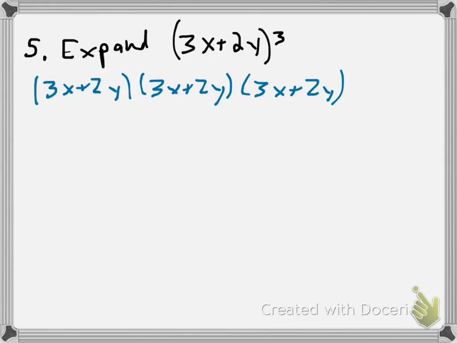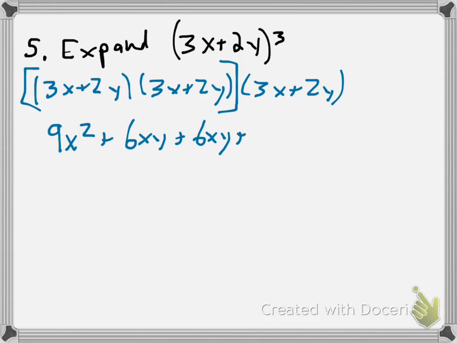So I'm going to FOIL these two at a time. Sorry, I'm just going to pick two of these, say these two, and FOIL these. So hopefully you're getting better at this. 9x squared plus 6xy plus another 6xy plus 4y squared. And that's all going to be still multiplied by that last one that I didn't throw in yet.